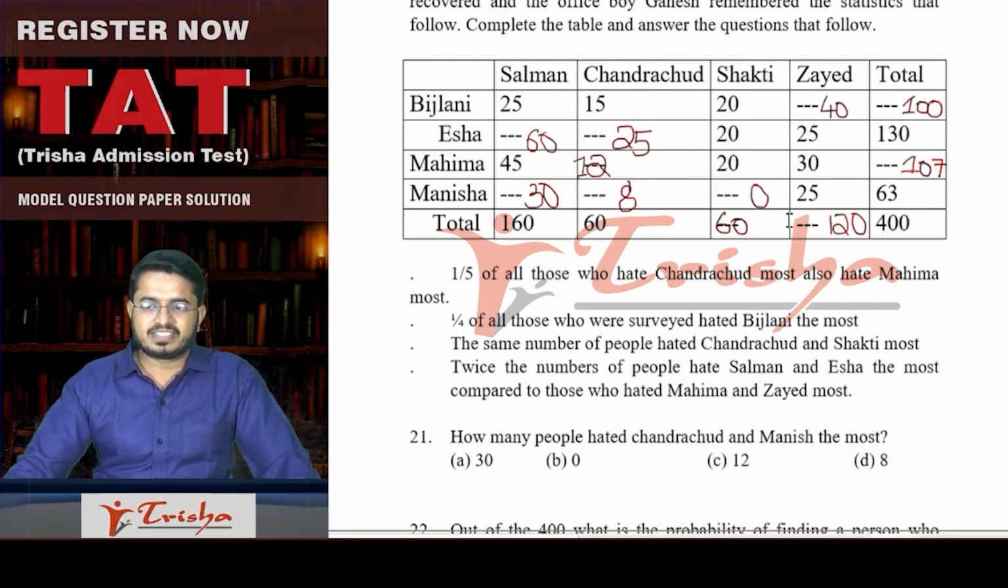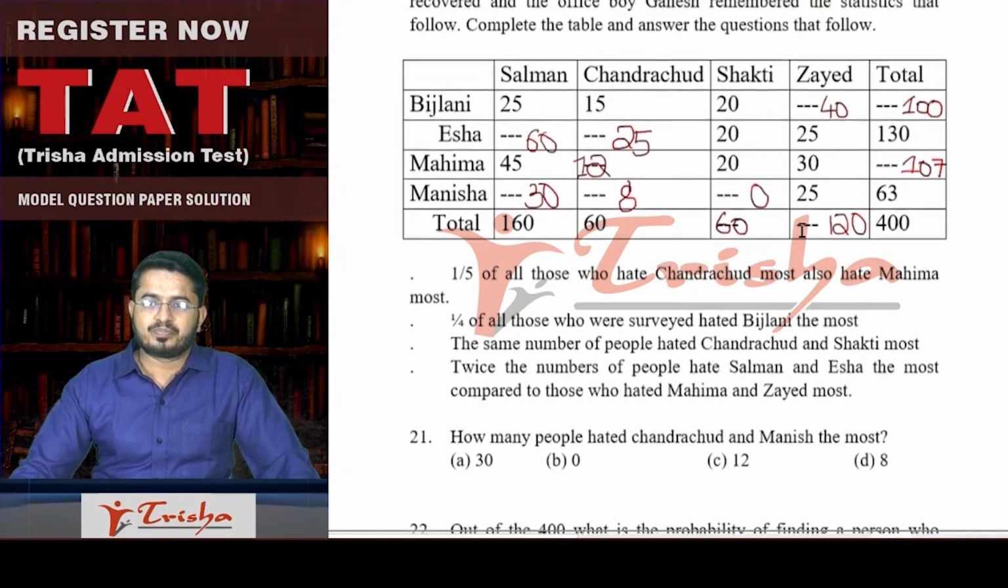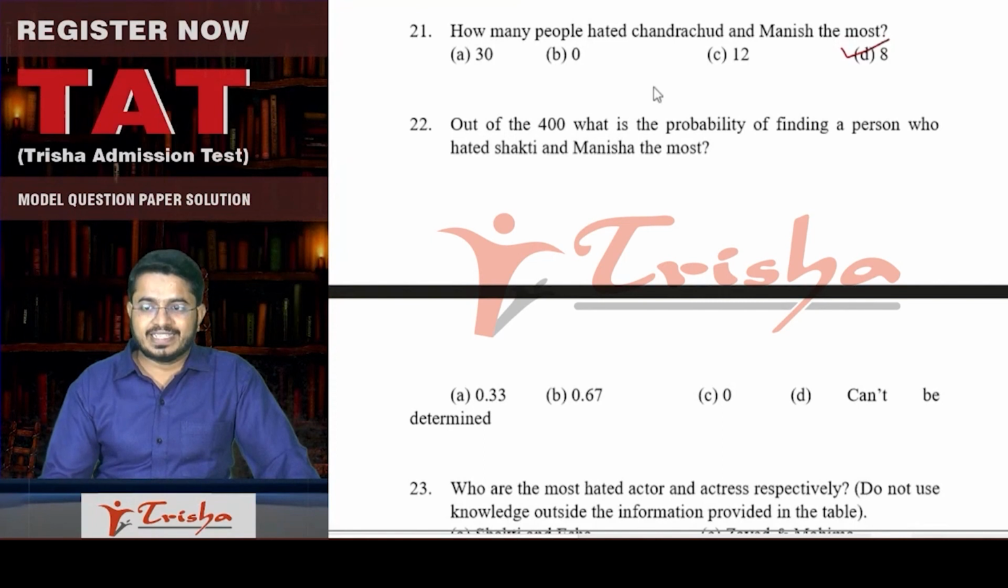Okay, now let us go ahead and solve the problem. How many people hated Chandrachud and Manisha the most? So, people who hated Chandrachud and Manisha the most, that is number 8, correct? 8 people hated Manisha and Chandrachud the most. So, that should be the answer. Next question. Out of 400, what is the probability of finding a person who hated Shakti and Manisha the most? See here.